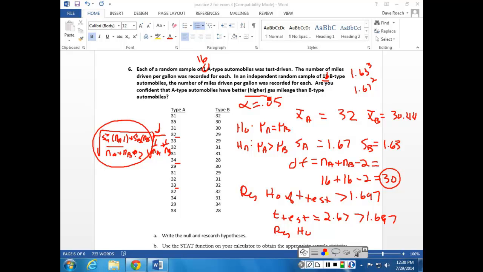Now you can decide if you're buying a car, 32 to 30.5, a mile and a half difference. Now you can decide how much that matters to you, or how much that ought to affect your buying decision. Now, if you were advertising based on these results, it would be legitimate to say that the car that you make has better gas mileage than the car that your competitor makes, if you're A and they're B.